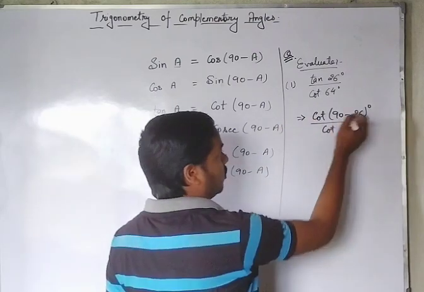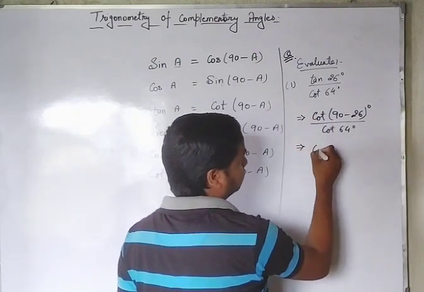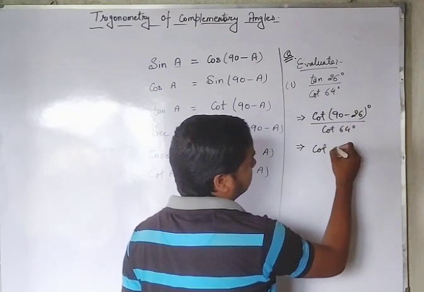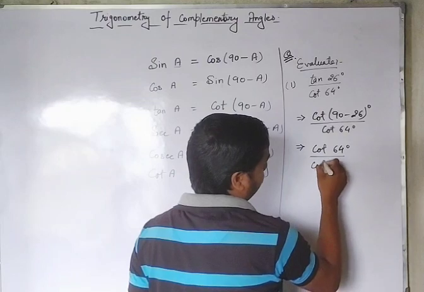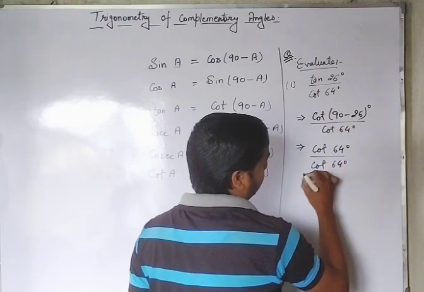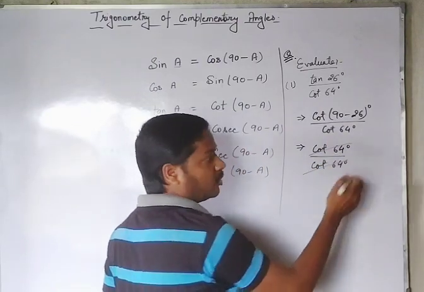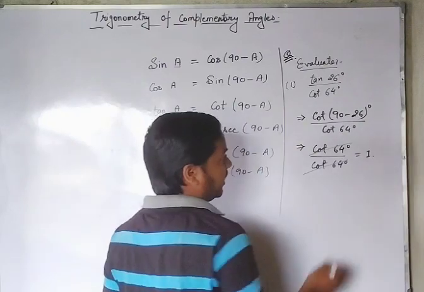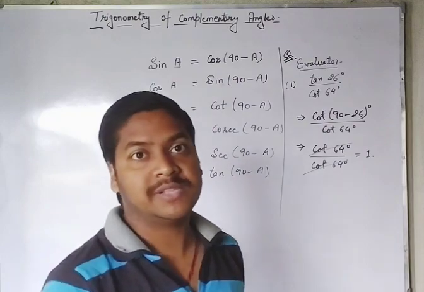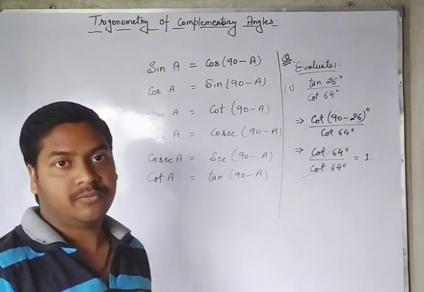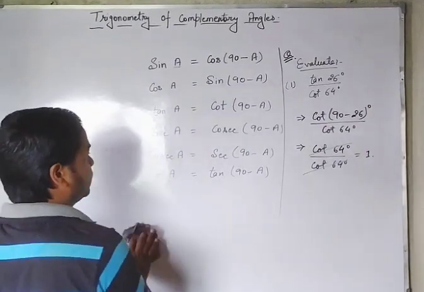Next, on subtracting, what will we get? Cot of 90 minus 26 will come as 64 degrees, divided by cot 64 degrees. Since both are the same, on cancelling each other we will get 1 as our answer. In the same way, we will see another question also. Just note down this formula for your further procedure.